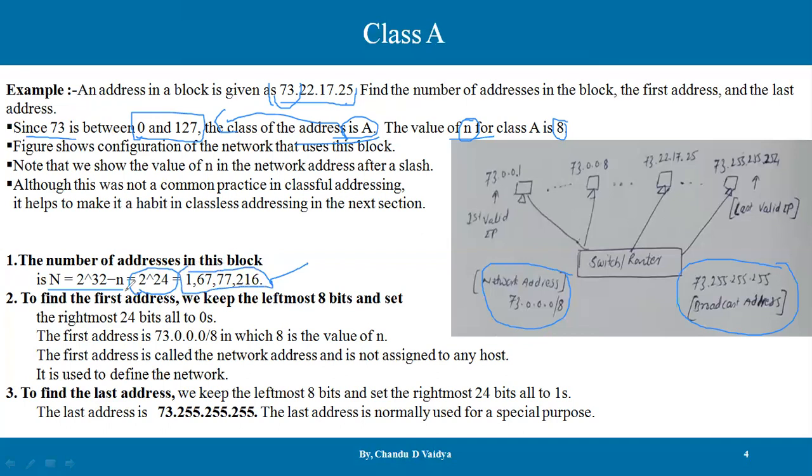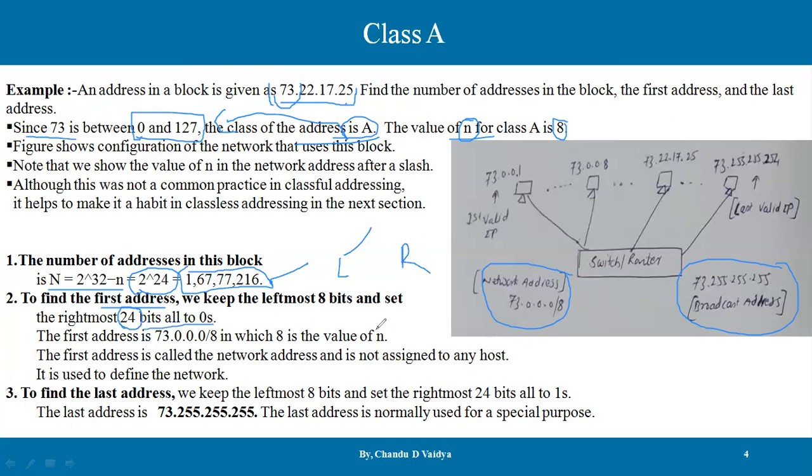Now, in order to calculate the first address, guys, what is the remedy? Let's consider this is the left hand side, and this is the right hand side, and the available IP address is 73.22.17.25. So what we have to do is calculate the value of n. Here that value is 24. Initially it was 8, and by putting that 8 into 32 minus 8, we got 24. It means 24 bits will be 0.